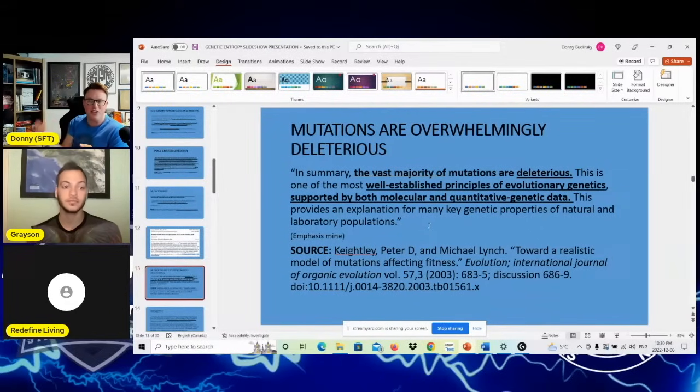If selection can't see them, how is selection removing them? How are they removed from the equation? Selection's not removing them. Genetic drift is. How is genetic drift removing them from the equation? If they're subject to genetic drift because they're nearly neutral, tell me, how is that solving your problem?